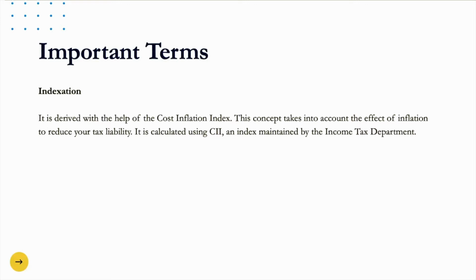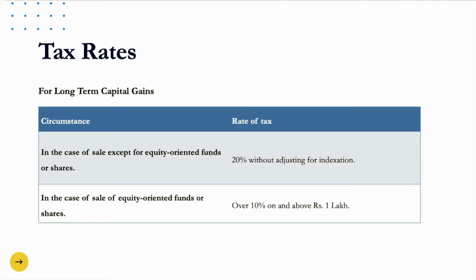Then there is indexation. Suppose you purchased a flat in 2004 and you're selling it in 2019. There is inflation which needs to be factored into consideration. That's where the cost inflation index, which is maintained by the income tax department, can be used to calculate the inflation. That's called indexation.